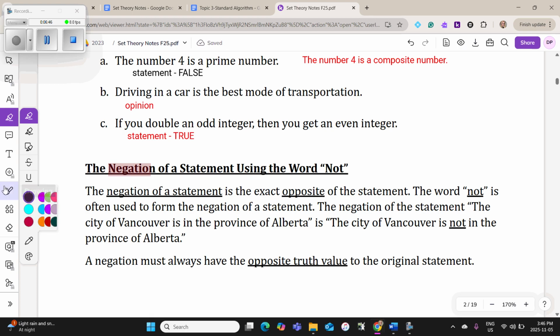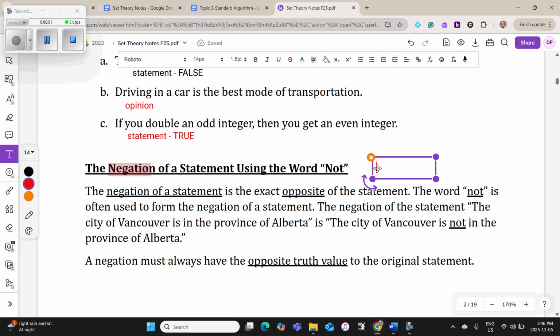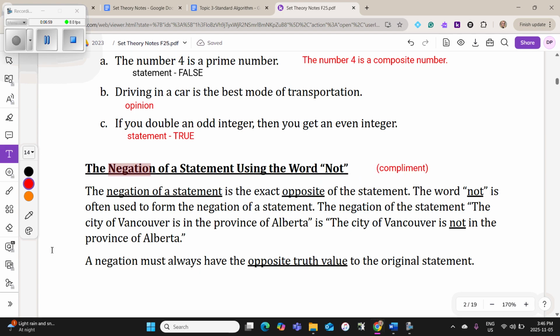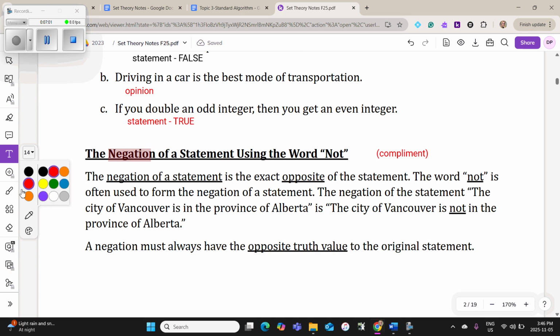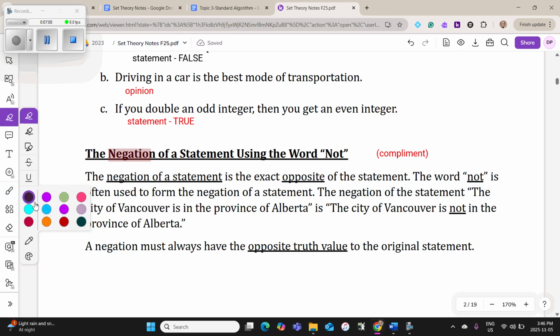So I am going to write that word down. The complement is the exact opposite. And then this piece here is very important. It says a negation must always have the opposite truth value of the original statement. So this will really help us when we are writing our negations and where we put that word not.